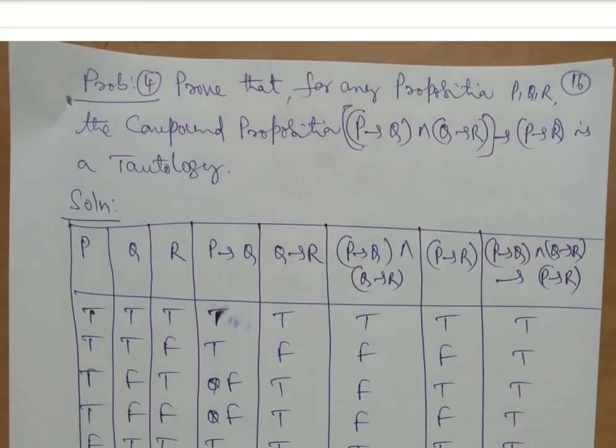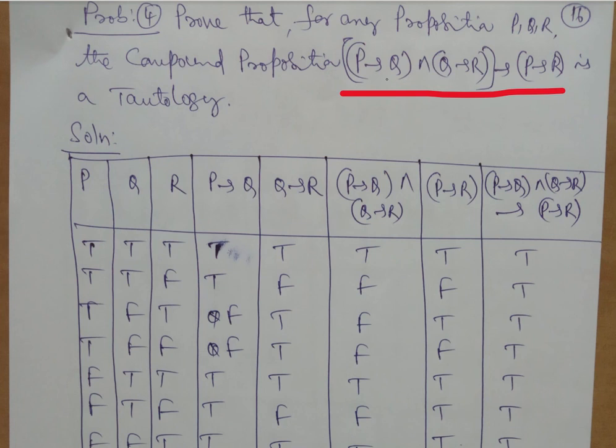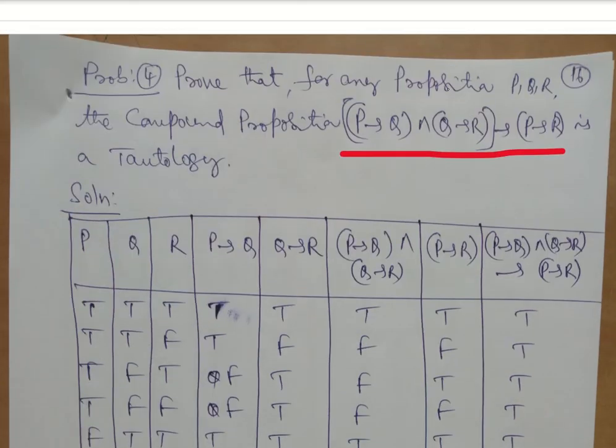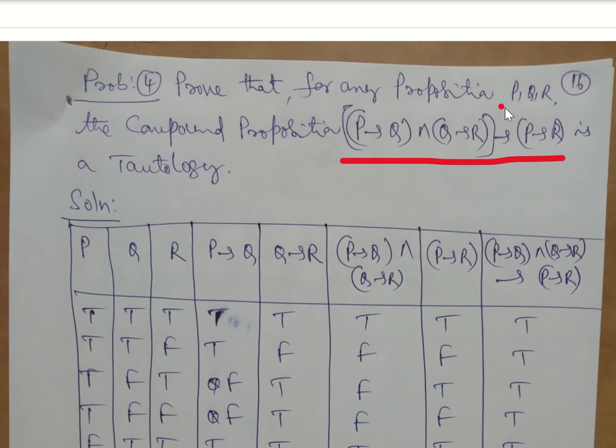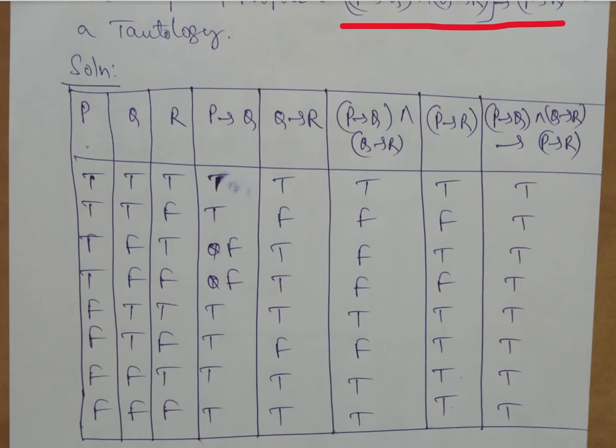Next. So prove that for any propositions P, Q, R, the compound proposition, these are all very important problems, is a tautology. So P to Q and Q to R, implies P to R. So first, P, Q, R: it is given 3 propositions. So 3 propositions means 3 variables P, Q, R. Your truth table becomes bigger.